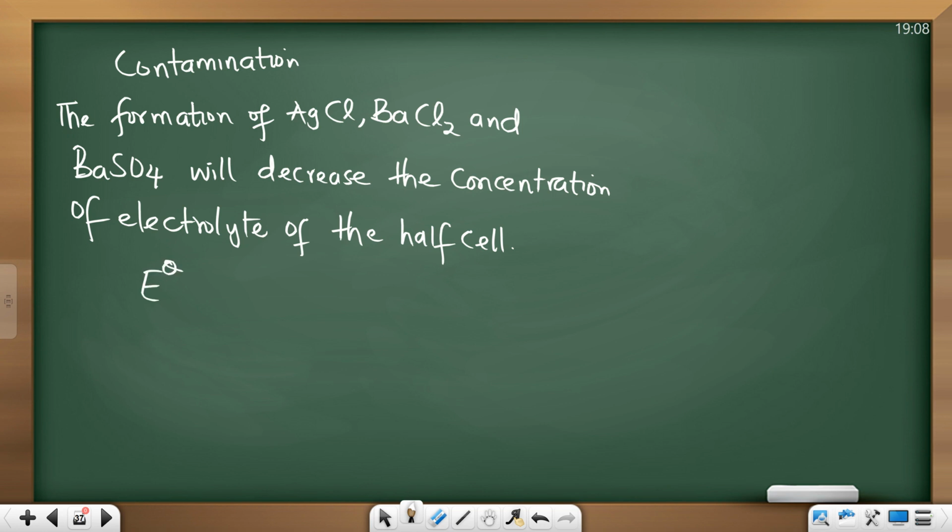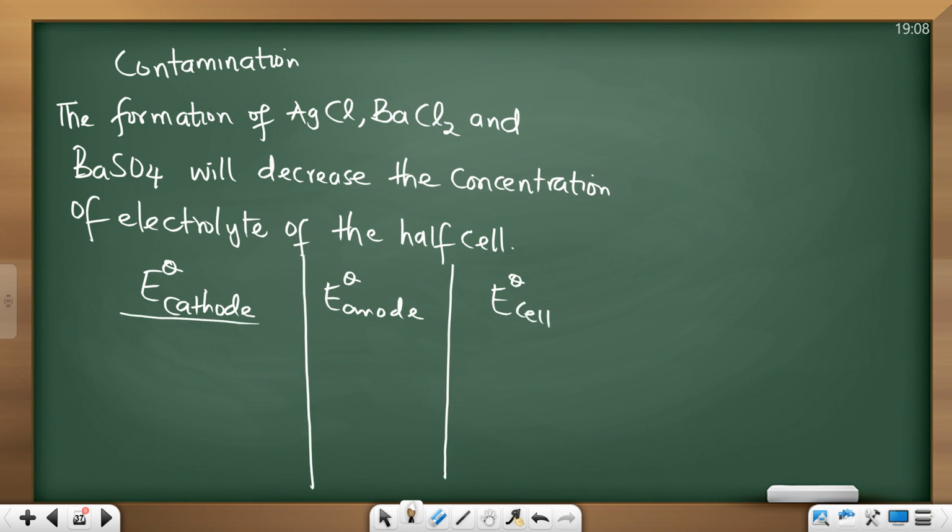Back here too. At the cathode. And the E cell. If one of these things forms at the anode, what happens? Anode value will decrease.